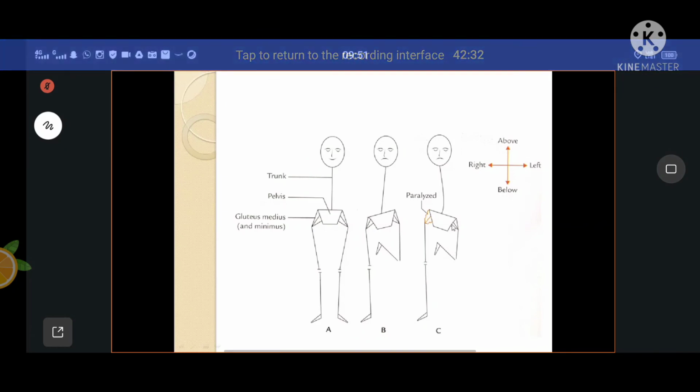The left side pelvis will sag downwards, will dip downwards because of the gravity.